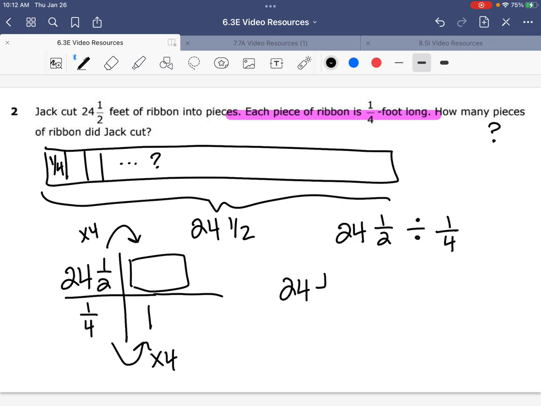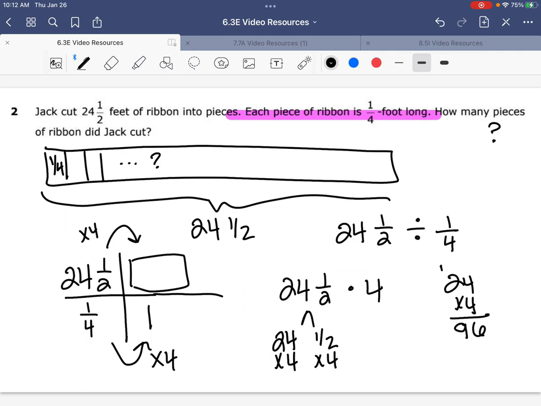So 24 and 1/2 times 4. And what that really decomposes down into is 24 times 4, and then 1/2 times 4. And 24 times 4, if I work over here, 4 times 4 is 16. 4 times 2 is 8, plus 1 is 96. And then 1/2 times 4 just gives me 2. So I combine them to get 98.